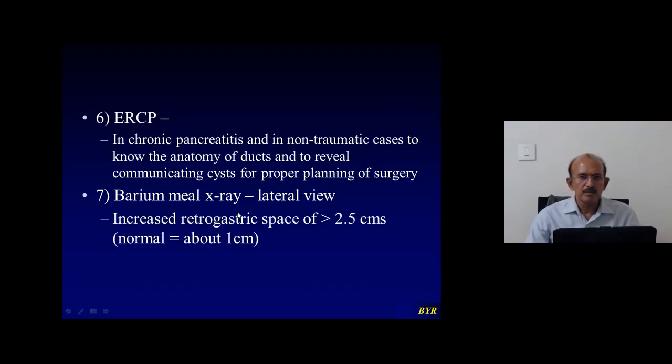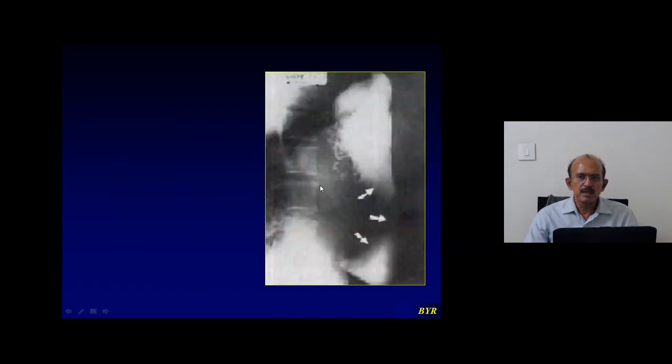this point. There will be increased retrogastric space of more than 2.5 centimeters. Normally it's about 1 centimeter. What is this retrogastric space? If you give barium meal, the barium will come and fill the stomach. Normally, the space will be only this much. You're seeing this is the posterior border of the stomach, upper border of the stomach here.